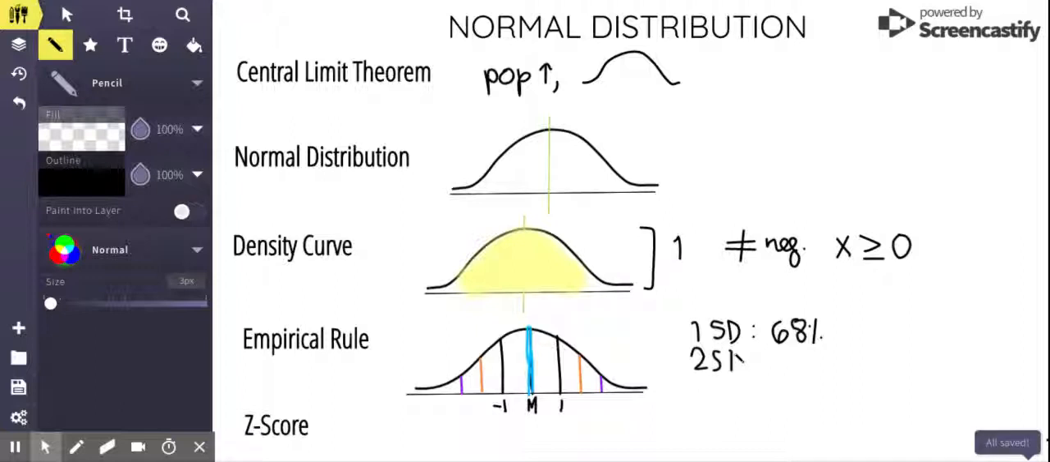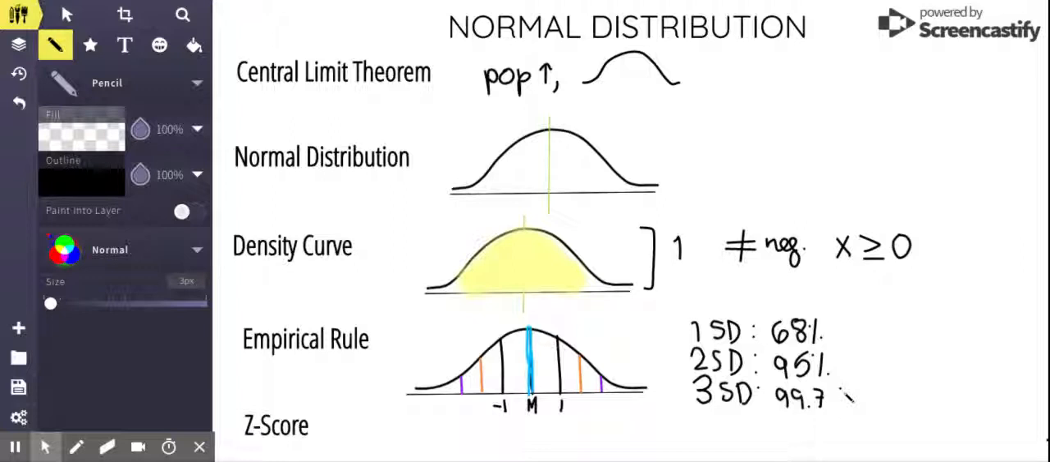And then two standard deviations, which is going to be 95%. 95% of your population will be within two standard deviations of your mean, and that is going to be your orange lines. And then our last one is going to be 3 standard deviations. 99.7% of your population will be within 3 standard deviations of your mean.